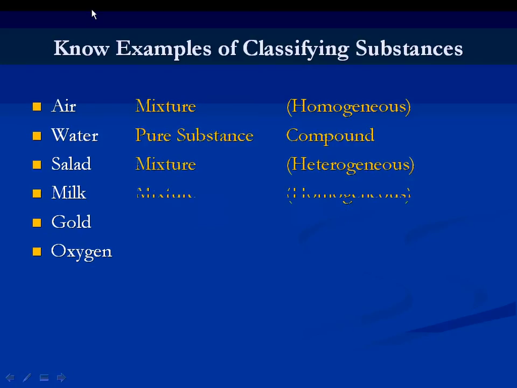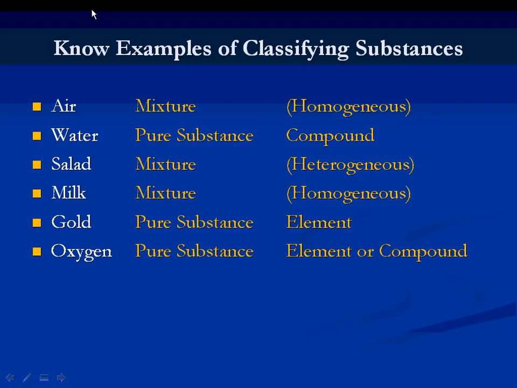Water, salad, milk, we've all kind of gone over already. Gold. Is gold on the periodic table? It ends up it is. So since gold is on the periodic table, it's a pure substance and it's an element. However, that's only 24 karat gold. If you have 18 karat gold, 16 karat gold, 12 karat gold, 10 karat gold, any other kind of gold, that gold is actually a mixture. Only 24 karat gold is pure gold.